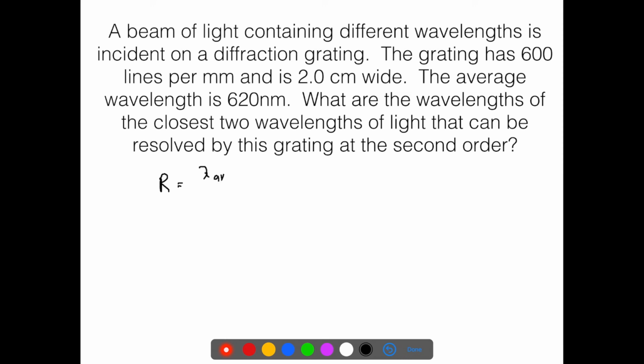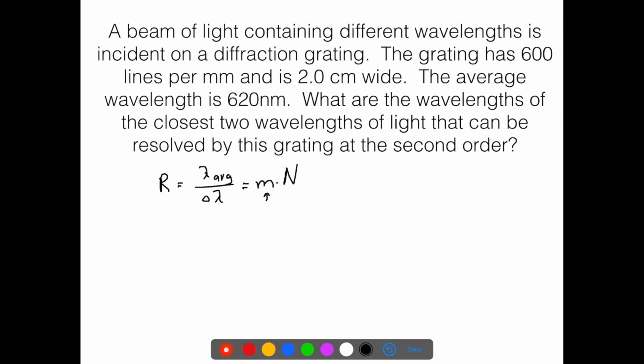All right. So I'm going to go ahead and write down the equation, because the key is that it's talking about wavelengths, right? So that's the first part of our equation. It also is talking about the second order, which is right here. It's talking about being able to resolve light. So a couple of different things that it's referring to here. Let's go ahead and see what we can come up with for this question.